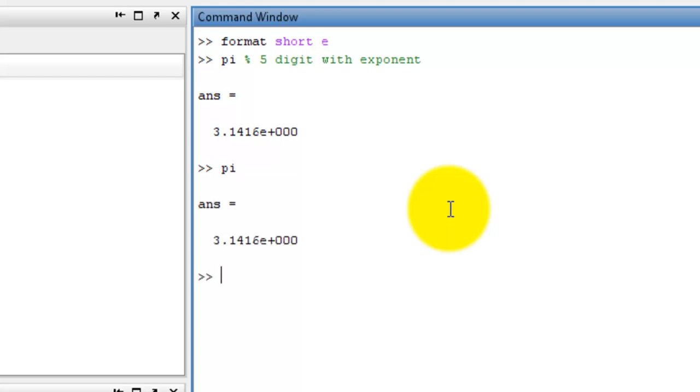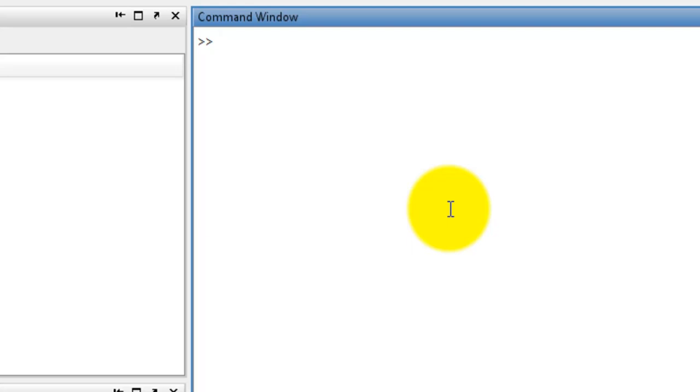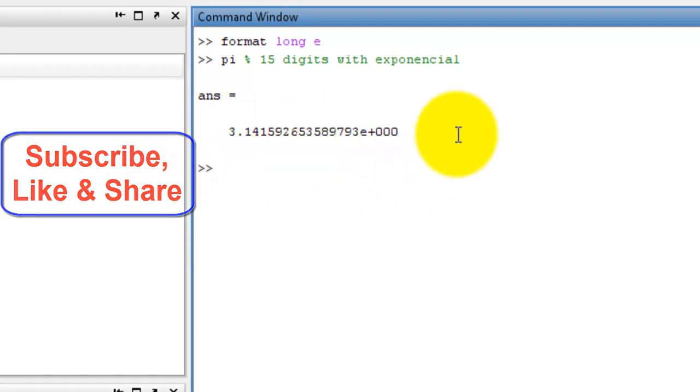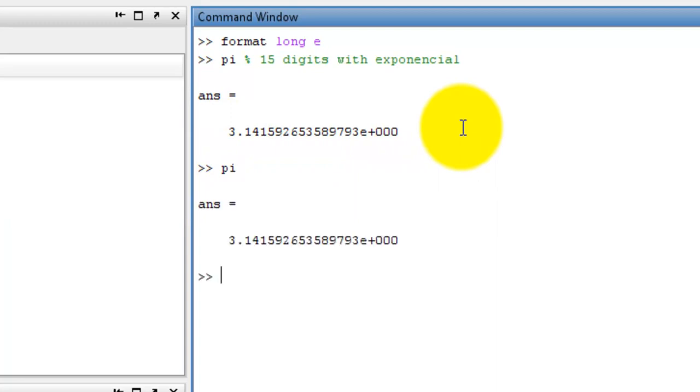Okay, now CLC. Format, now type format long E, enter. Pi, comments is 15 digit with exponential. Okay, this is 15 digit, again type pi, this is 15 digit.